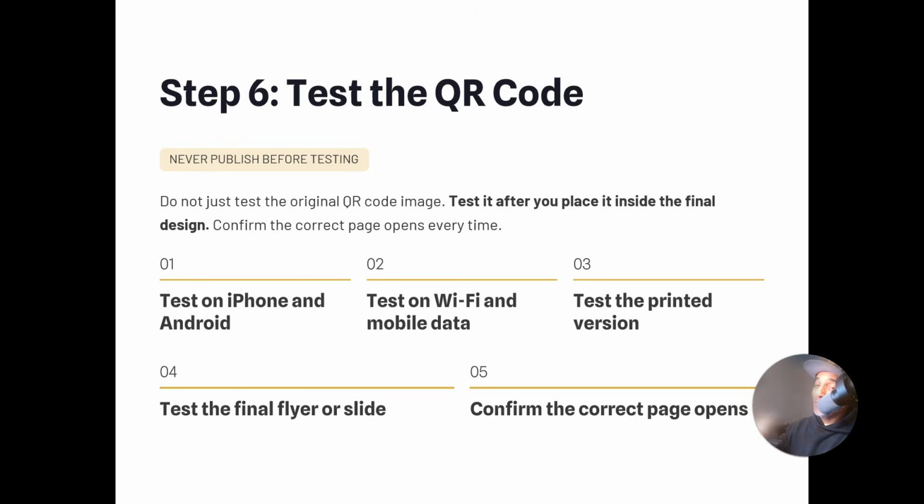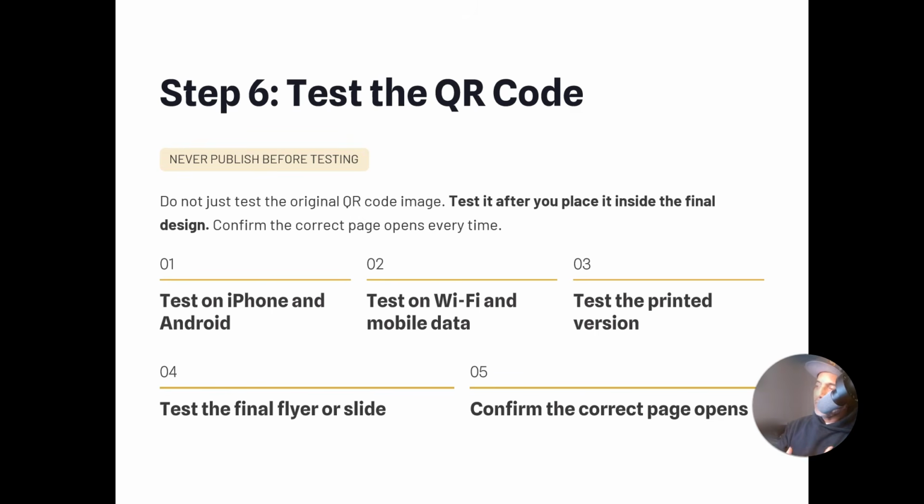Step 6, test the QR code. Don't publish it before testing it. Do not just test the original QR code. Test it after you place it inside the final design, if it's a flyer, banner, bulletin, on screen. Okay? Confirm the correct page opens every time. So number 1, you want to test on iPhone and, if you can, Android. Number 2, test on Wi-Fi and mobile data if you can. Number 3, test the printed version. Number 4, test the final flyer or slide. And number 5, confirm the correct page opens.